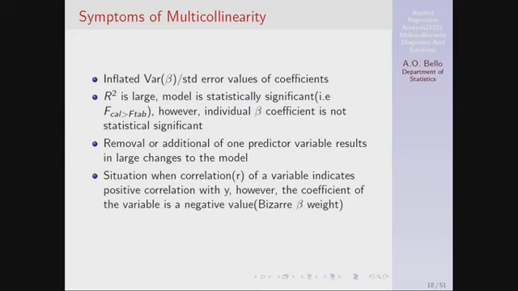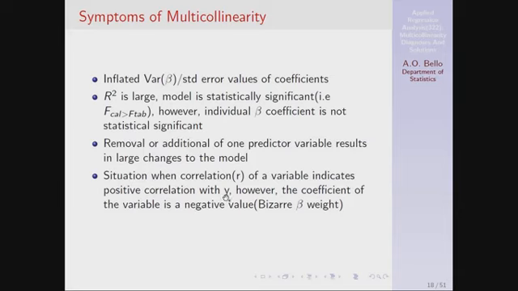Fourthly, when we have the correlation coefficient R of a variable indicated to be positively correlated with Y, however, the coefficient of that variable is a negative value, this is when we have a bizarre beta weight. What are we talking about? We look at the correlation matrix, or the correlation value between a particular X and the Y, and we find out that there is a positive correlation with Y. That particular independent variable is having positive correlation with Y.